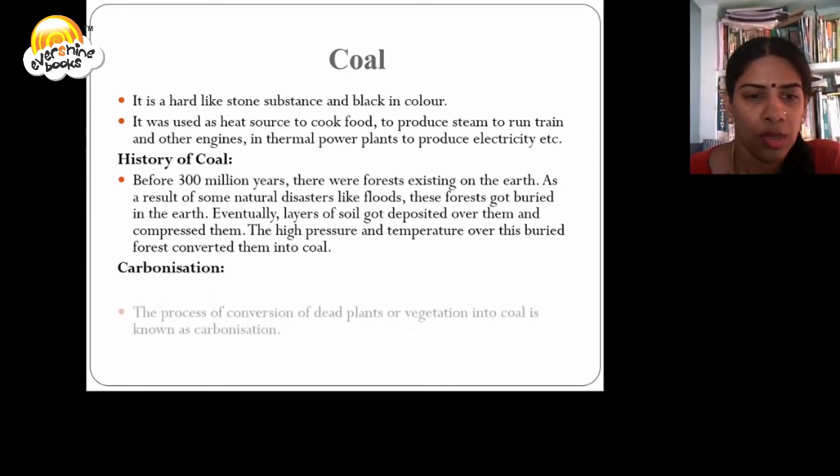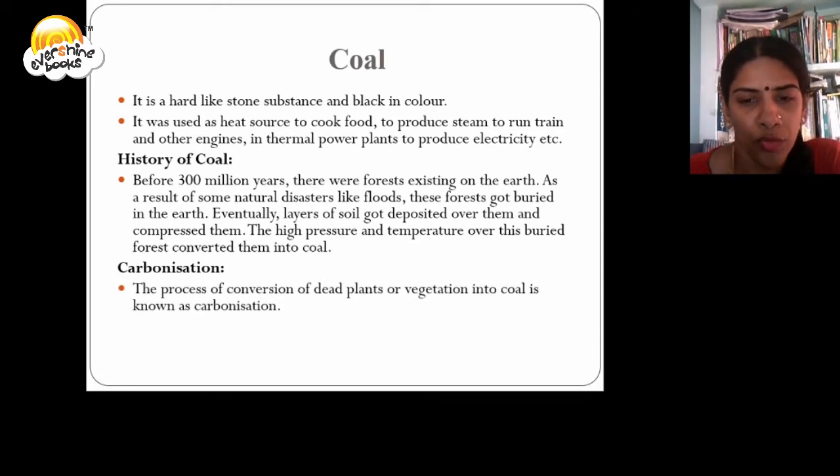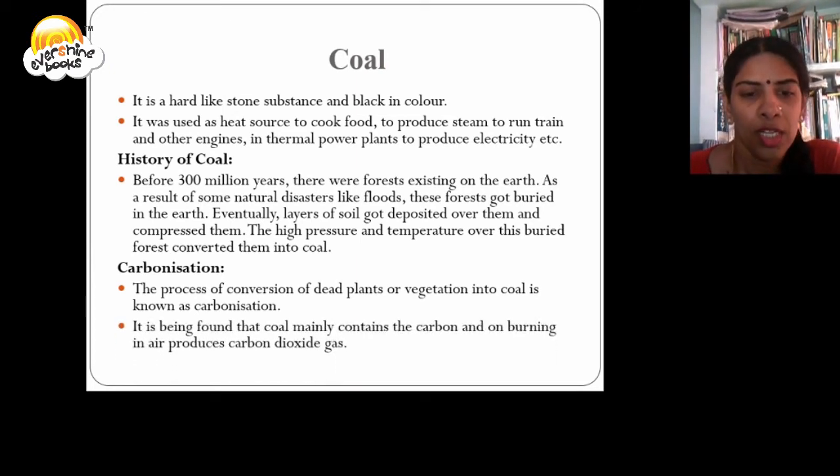Carbonization. The process of conversion of dead plants or vegetation into coal is known as carbonization. It is found that coal mainly contains carbon, which on burning in air produces carbon dioxide.